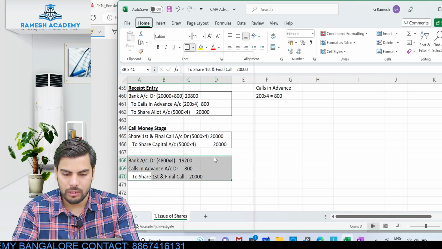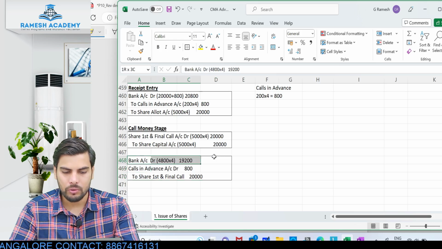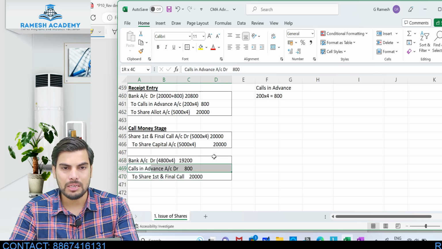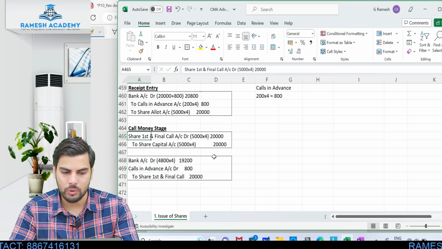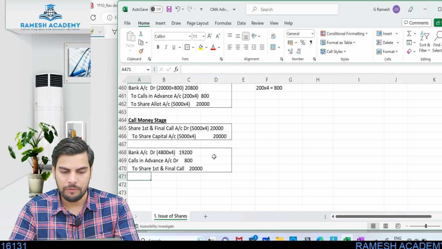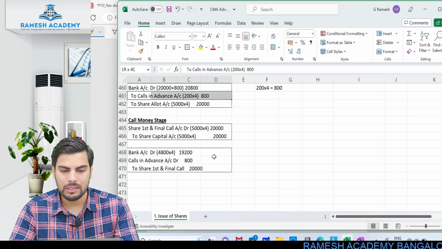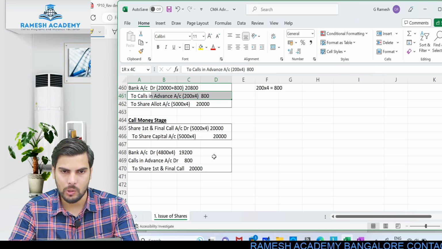Out of this 20,000 rupees, I am actually receiving 19,200, and the remaining 800 rupees I am adjusting from the amount which was received in advance. So here we have calls in advance of 800 rupees, and I am adjusting it. Effectively, calls in advance debit of 800 and calls in advance credit of 800, so this will get nullified. There won't be any balance in calls in advance.